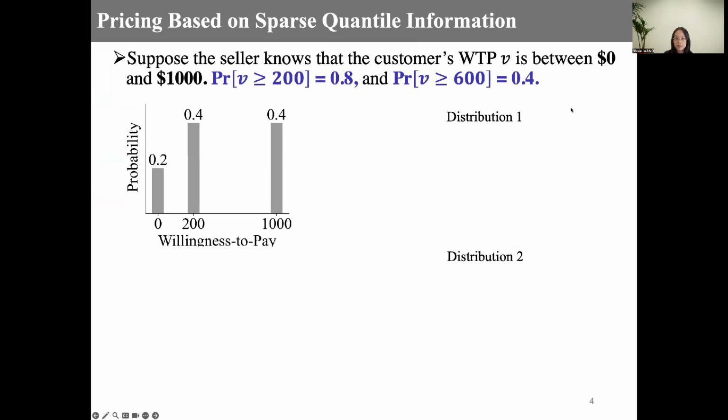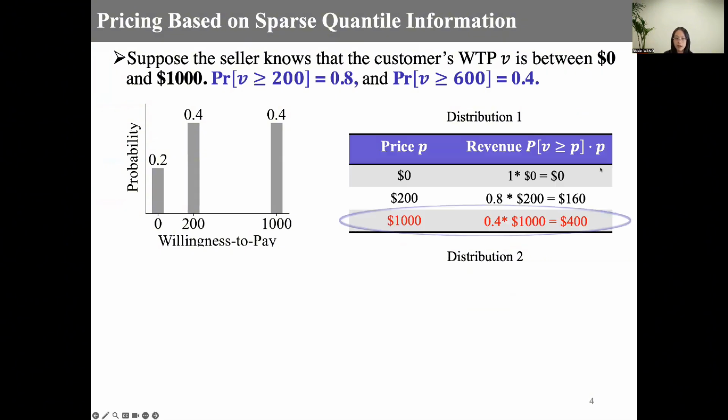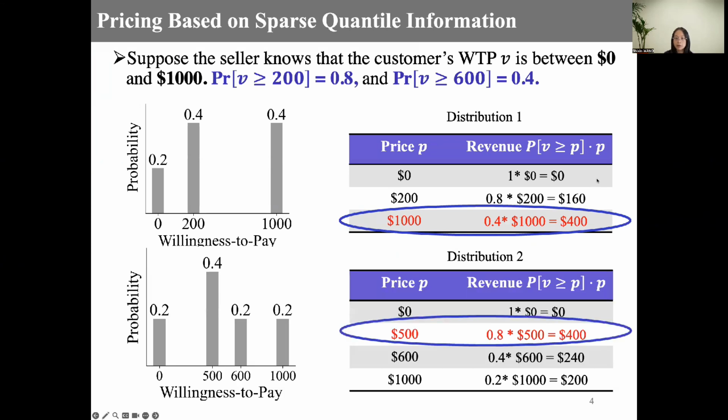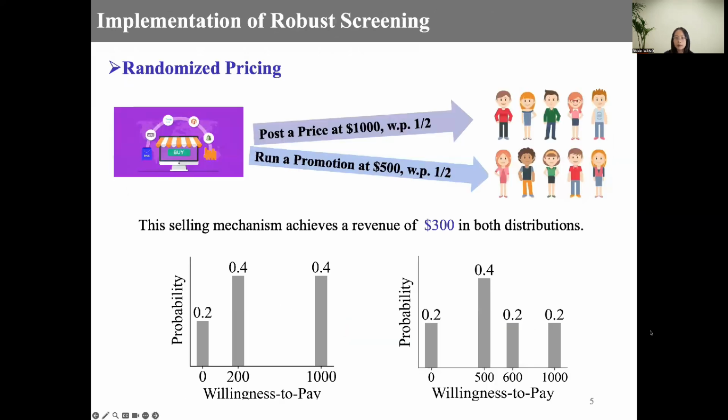Then a naive pricing strategy might be to estimate willingness to pay distribution based on this prior information. However, if the true distribution is a different distribution, then the optimal pricing in the first distribution may result in a significant revenue loss in the true willingness to pay distribution. So this motivates the study of robust screening, that the seller hopes to have a good revenue under different valuation distributions consistent with the prior collected information.